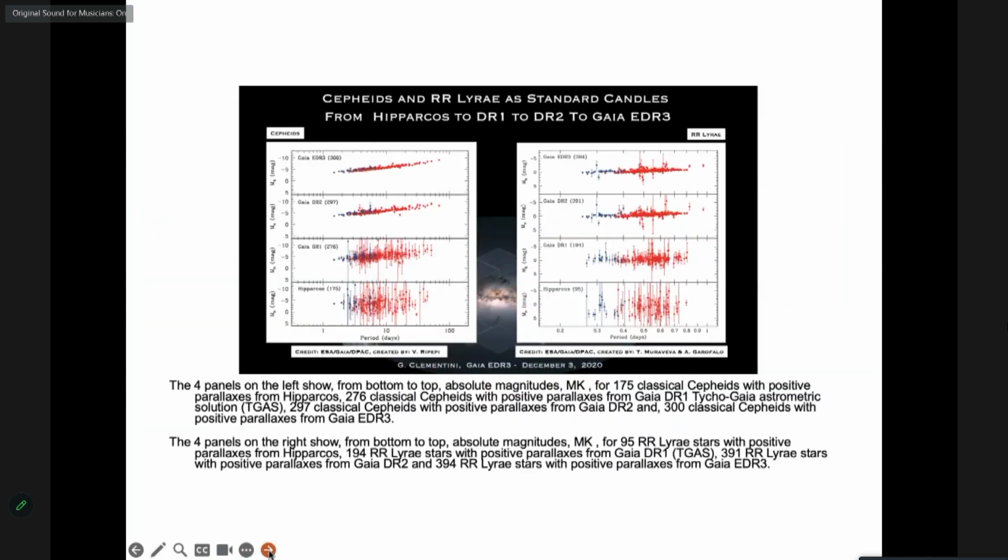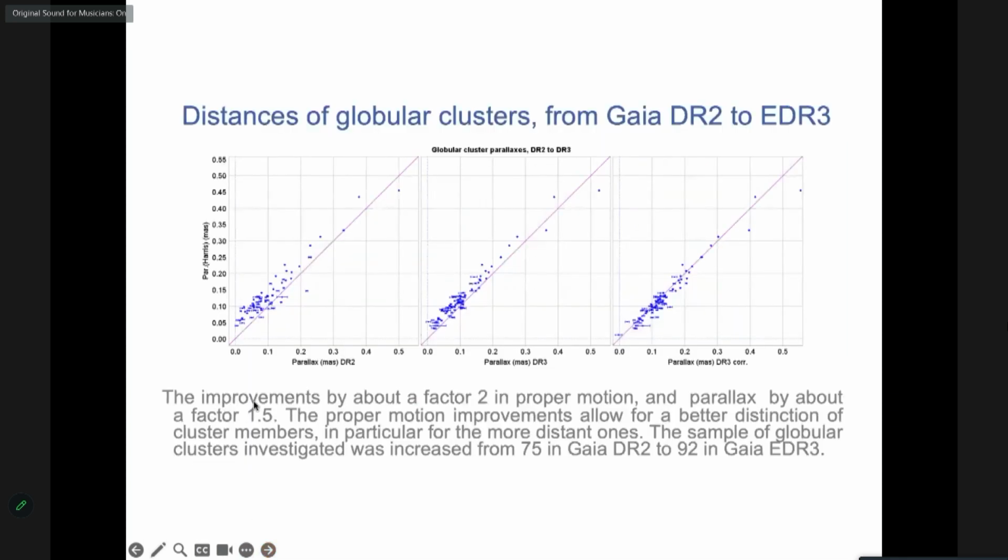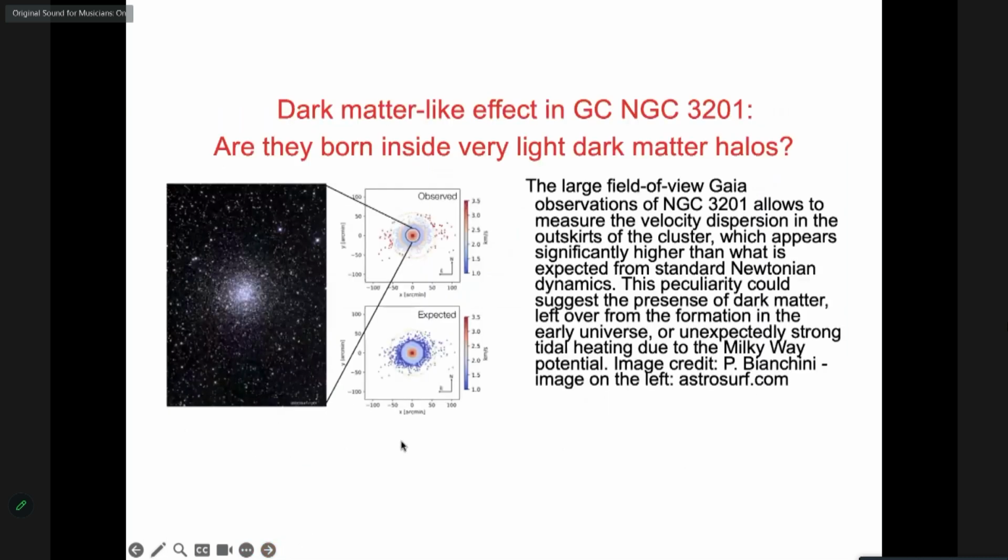Also, very good studies were made using Cepheids or RR Lyrae as standard candles, and basically distances to globular clusters, for example, using Gaia DR2 data. With EDR3, that is the early data release 3 data, we already have an improvement by a factor of about 2 in proper motion, parallax, etc. And therefore, the sample of globular clusters studied with EDR3 is far larger than with DR2.